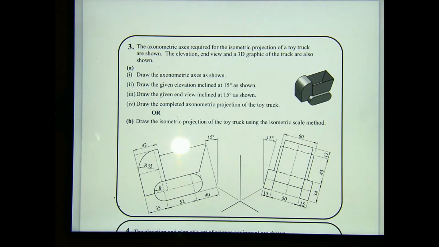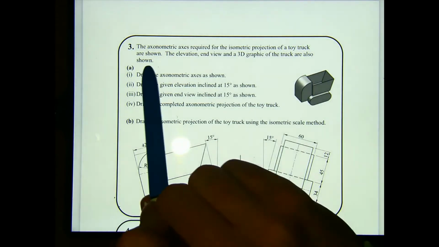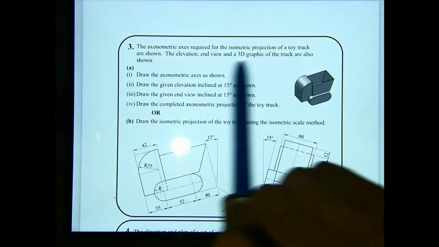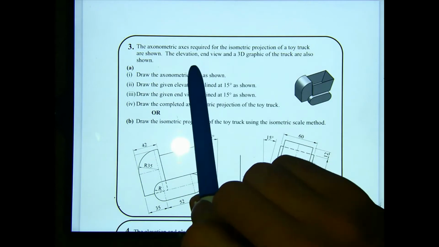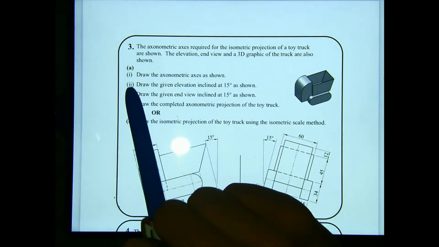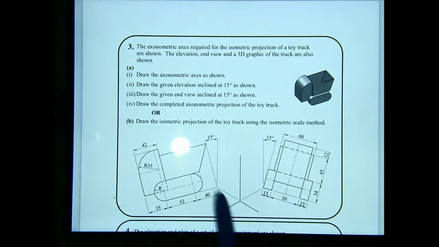Okay, this is the 2013 higher level question 3. The axonometric axis required for the isometric projection of a toy truck are shown. The elevation, end view and 3D graphic of the truck are also shown. A. Draw an axonometric axis as shown.